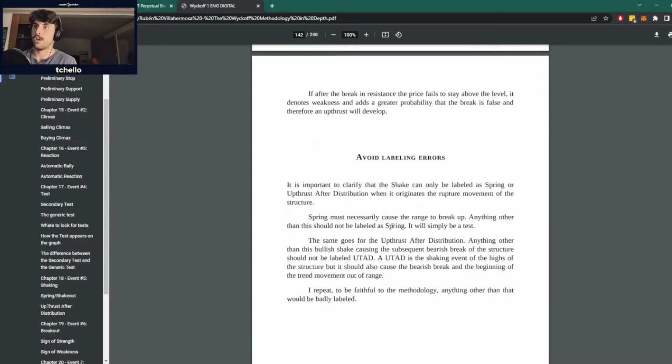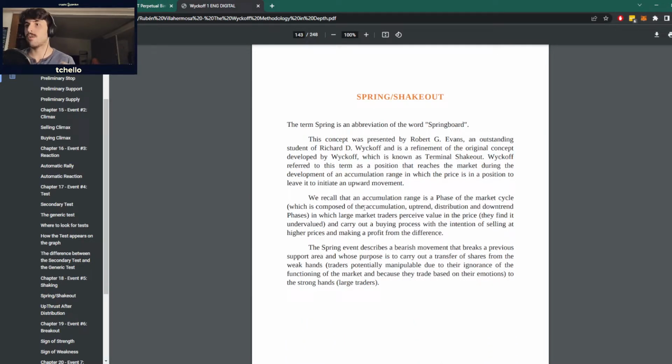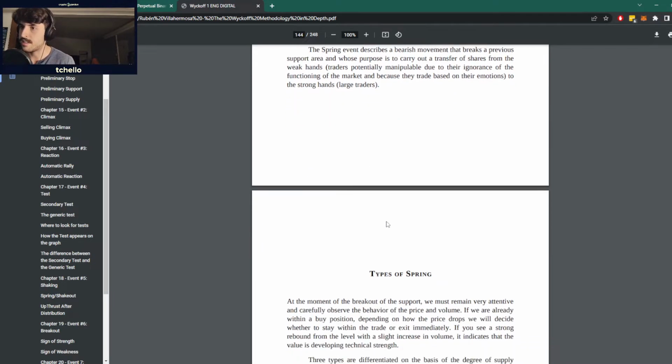All right. Okay. So let's talk about spring. The spring is an abbreviation of the word springboard, right? Those things you jump at the pool. I don't know. We don't have much of that here in Brazil. Maybe in the US it's a little bit different. So basically, this is what happens during the accumulations. Now, Ruben also goes a little bit into the history here, but we're not interested in that, right?